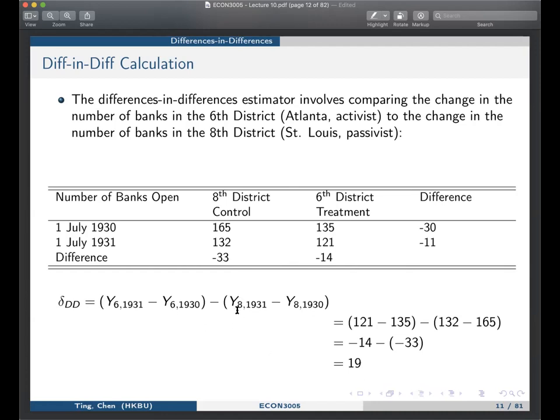And this is exactly why we call it diff in diff. This is the first difference and the second difference. So difference in difference is the estimated outcome. That's the treatment effect.